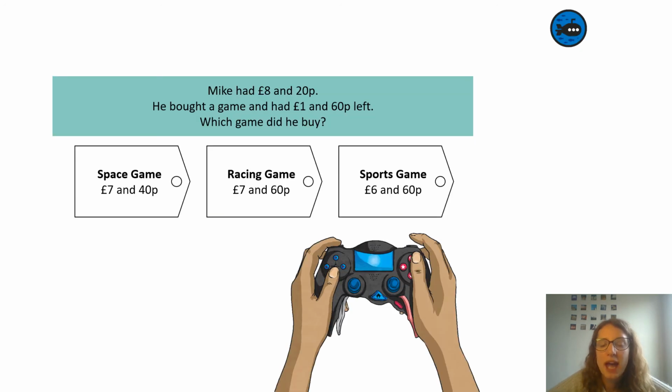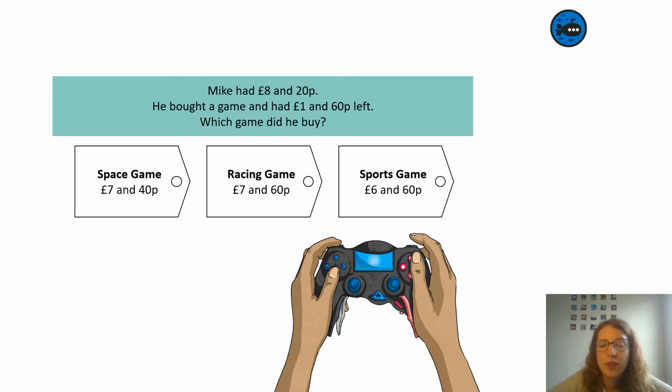Okay, so Mike had £8.20 and he buys a computer game and he is left with £1.60. Which game did he buy? So I want you to have a think. What method are you going to use to work this out? Because you've got three options and you're not just going to guess, you do need to work it out. And can you prove it?